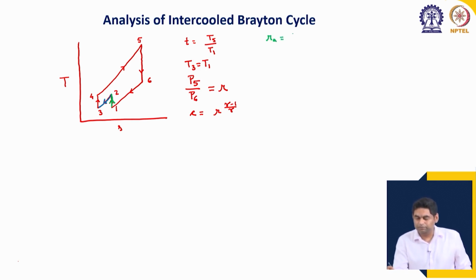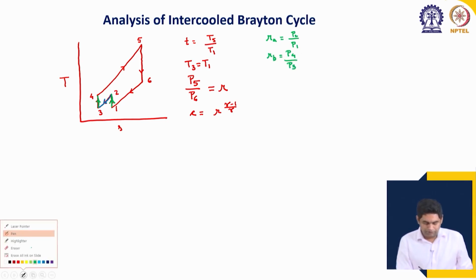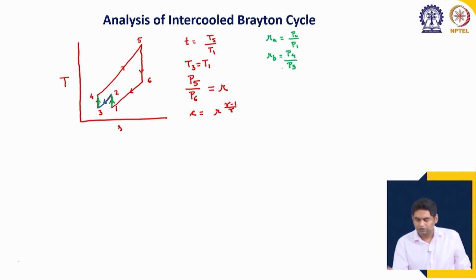So, R A is equal to P 2 by P 1. Similarly, R B is equal to P 4 by P 3. Okay. So, which means that if I combine these two together, R A into R B is equal to P 2 by P 1 multiplied by P 4 by P 3.